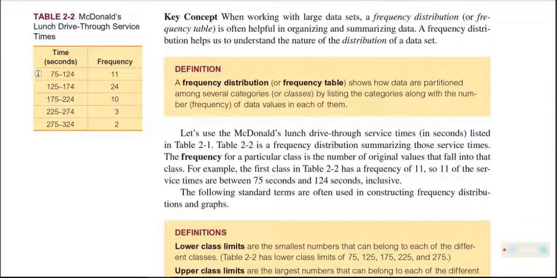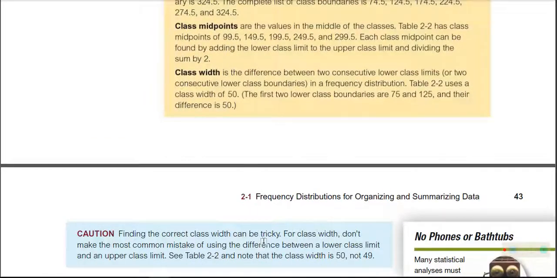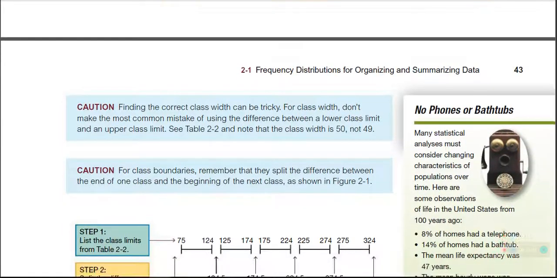So, magkasunod na lower class limit, 75 to 125. 125 minus 75, your class width is 50. Next, 175 to 125. Edi 175 minus 125, 50 rin siya. Next, 225 and 175. 225 minus 175, 50 ulit. 275 minus 225, 50 ulit. So, basta, ang kukunan nyo ng difference ay laging magkasunod. Okay? Okay. So, these are the important terminologies that you have to remember for this chapter.